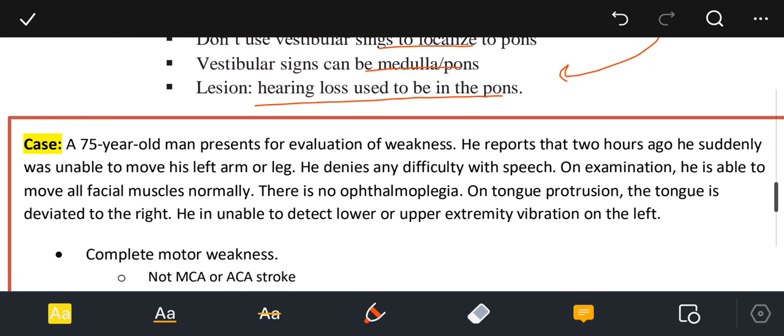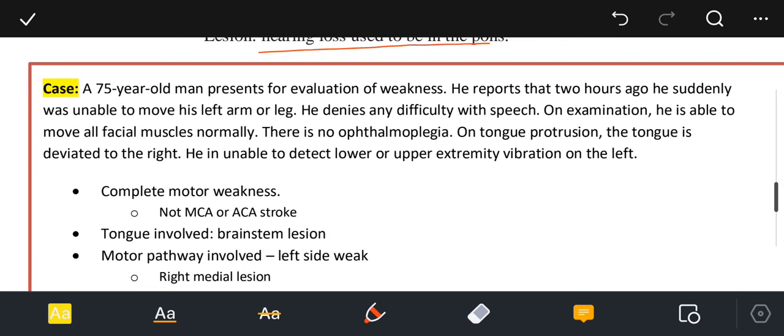There is a case of a 75-year-old man who presents for evaluation of weakness. He reports that 2 hours ago he suddenly was unable to move his left arm or leg, so there is left-sided weakness. He denies any difficulty with speech. On examination, if speech is intact, it's not a medullary problem. He is able to move all the facial muscles normally, so cranial nerve 7 is intact. There is no ophthalmoplegia, so cranial nerve 3 is intact. On tongue protrusion, the tongue is deviated to the right side. That is to be noted.